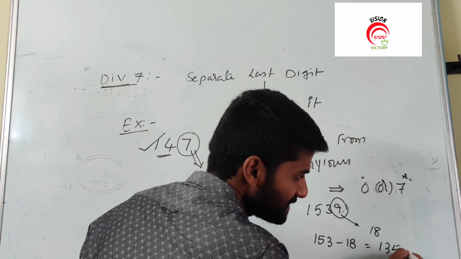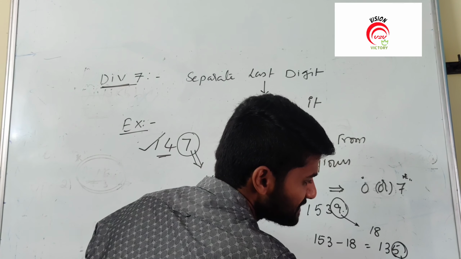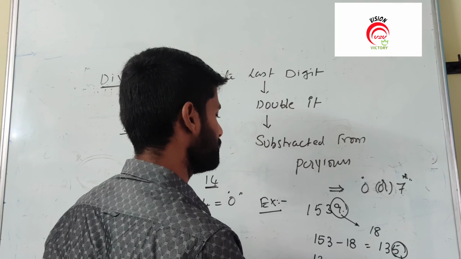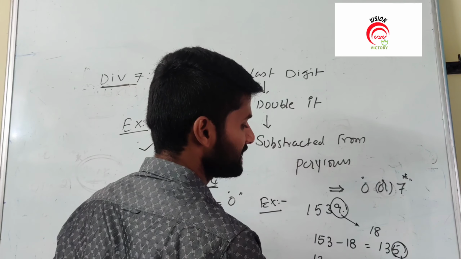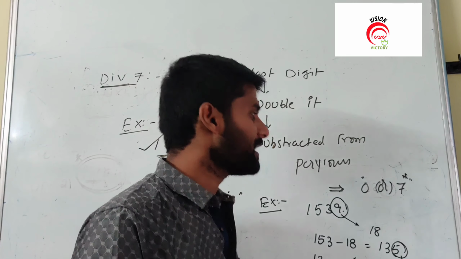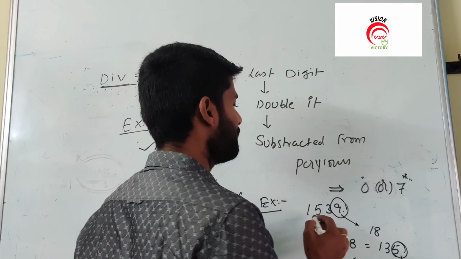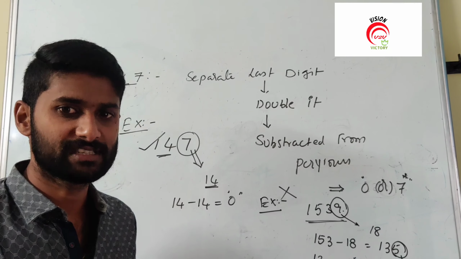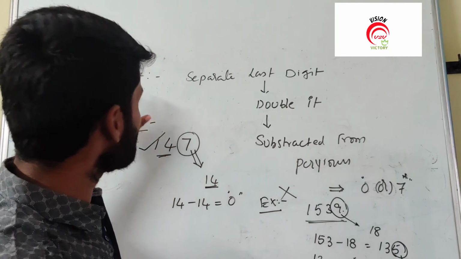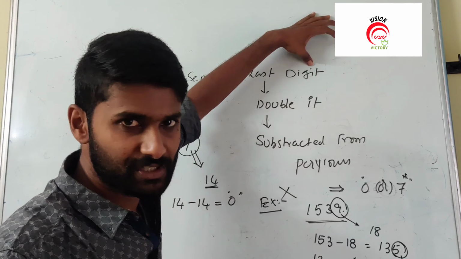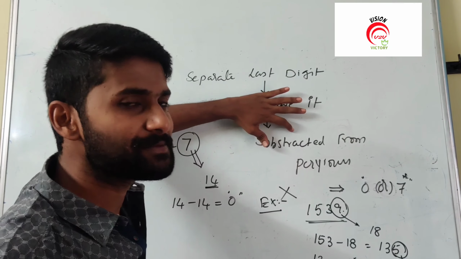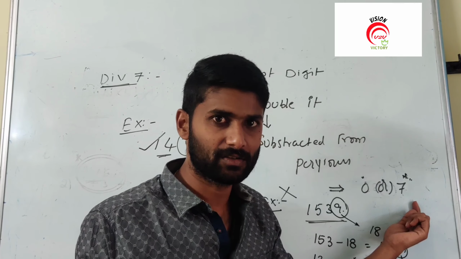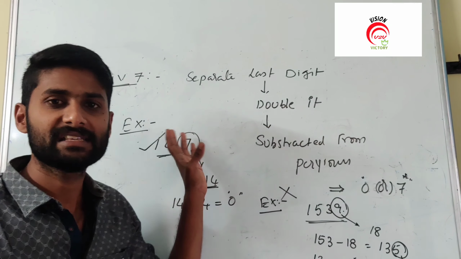And same thing, focus on the last digit again. 5, double of it is equal to 10. We subtract it from 13. So 13 minus 10 is equal to 3. We get 3. If 3 is not a multiple of 7, it means 1539 is not divisible by 7. So that is what the rule says. If you want to check divisibility by 7, separate the last digit, double it, and subtract it from the previous number. If we get a final resultant of either 0 or 7, that number is always divisible by 7.